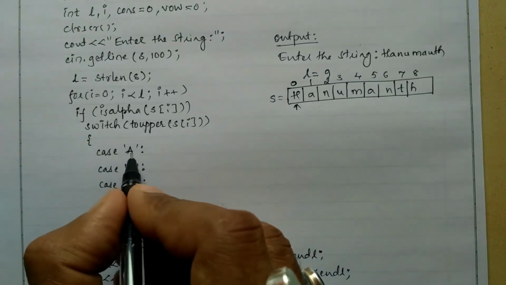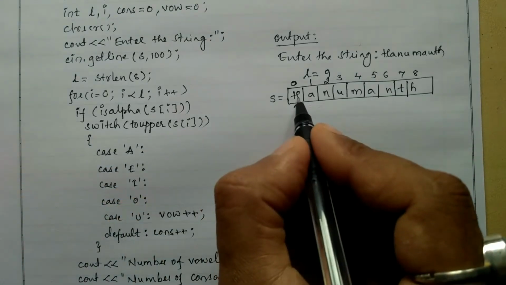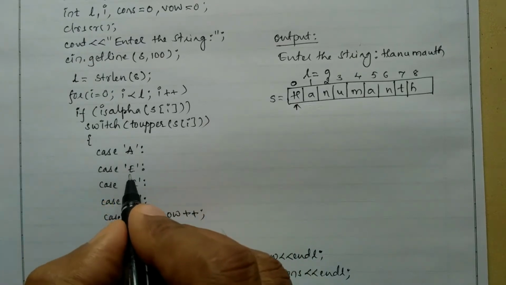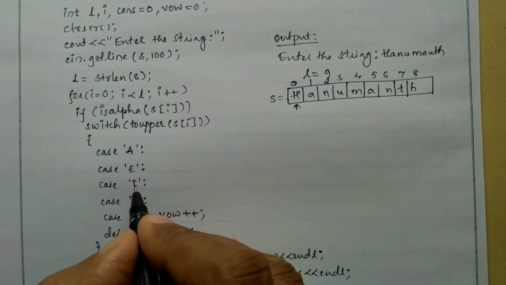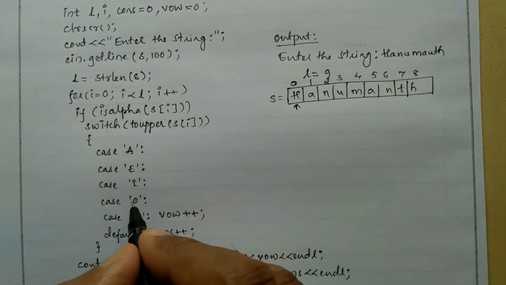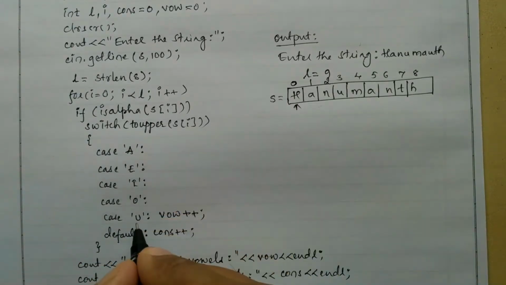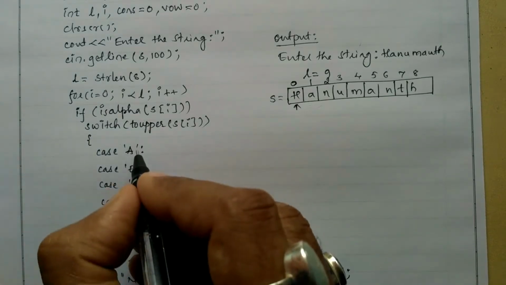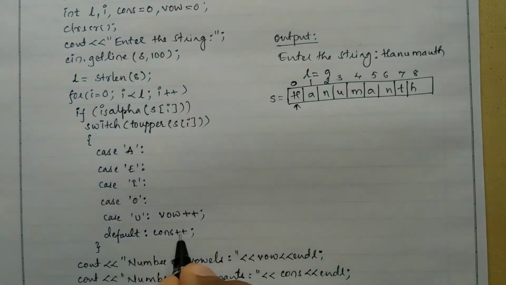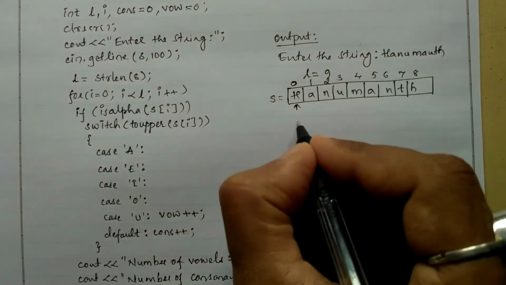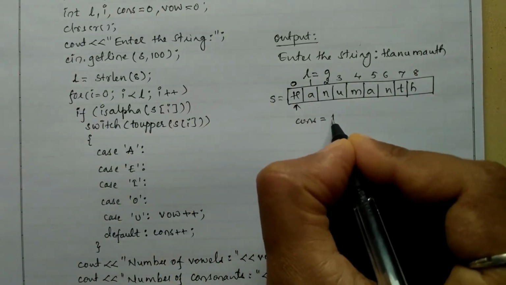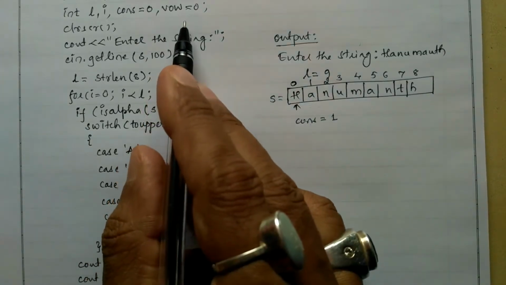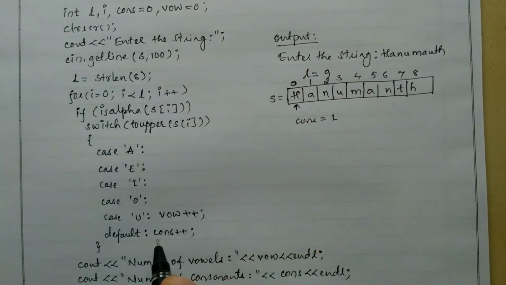Next, case 'A'. Is H equal to A? No. E is equal to H? No. I is equal to H? No. O is equal to H? No. U is equal to H? No. So it is not matching with any of these case labels. Then automatically the default consonant will get incremented. So what is going to happen now? I'm going to write consonant is set to 1. Earlier it was set to 0. Now it has incremented its value by 1.